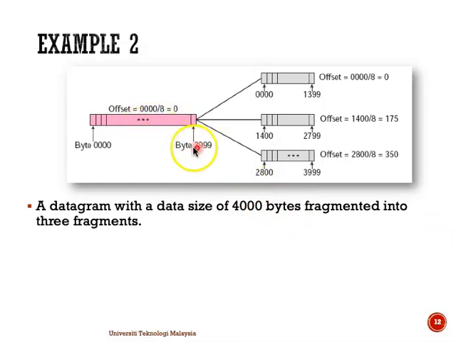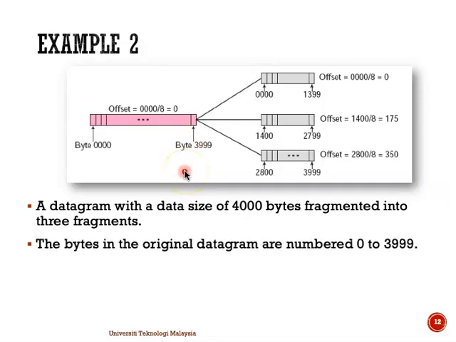This is done because the length of the offset field is only 13 bits long, so it cannot represent a sequence of bytes greater than 8191. So we choose the offset size so that it is divisible by 8. For the first fragment here, the offset is 0. It means that the bytes here are from 0000 up until 1399.